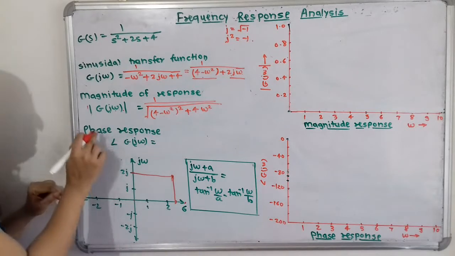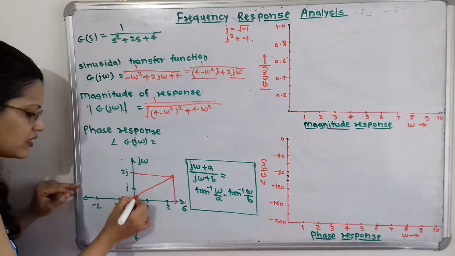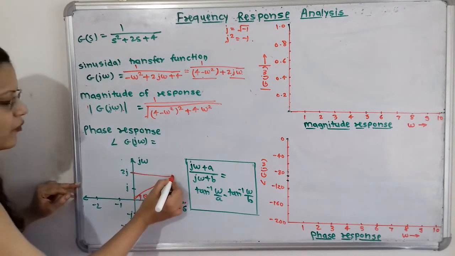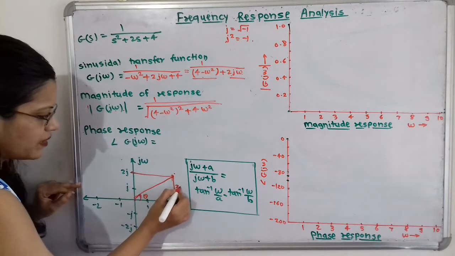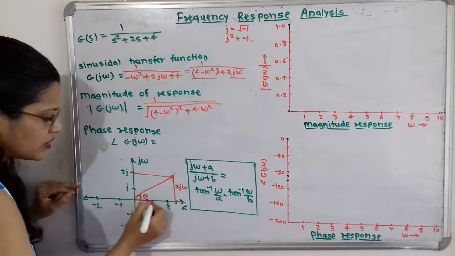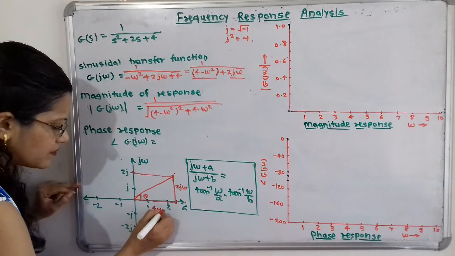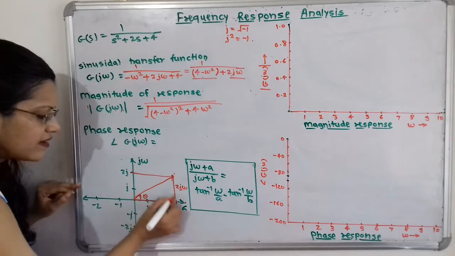Now we have to find out the angle. If I join this point with the origin, then here is the angle theta that we have to find out. What is this vertical distance? The vertical distance is 2j omega. And what is this horizontal distance? The horizontal distance is 4 minus omega square. These are the two values, and this is a right angle triangle.